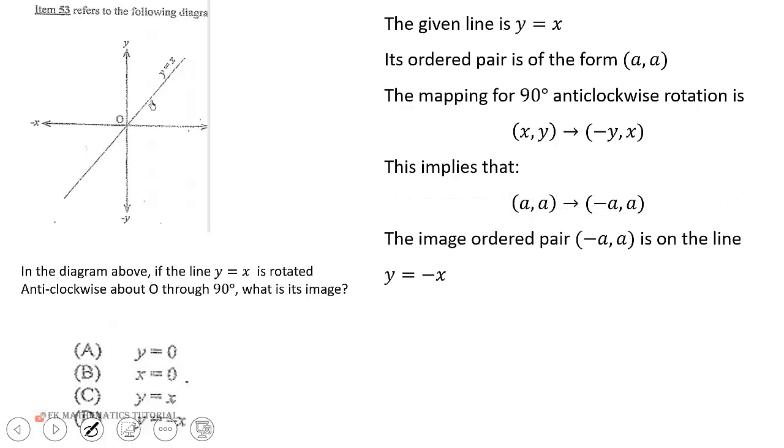The image of the ordered pair is (negative a, a), which is on the line y equal negative x. Hence the image is y equal negative x. Option D is correct.